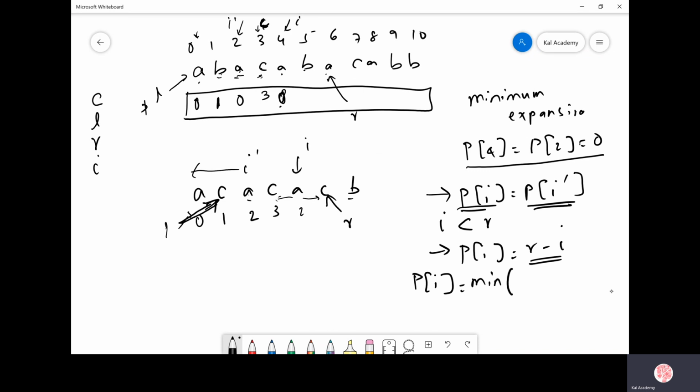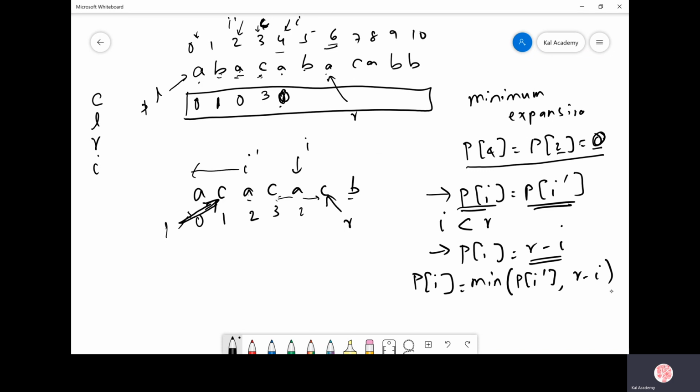You get it? Between P of I prime and this formula, which is R minus I, you pick the minimum of the two. So if I come back to this formula, the I prime value is 0, whereas R minus I, remember R is 6, 6 minus 4 would be 2. So obviously the minimum is 0, so we fill in the value of 0 there. Make sense? So that's really what we need to think.